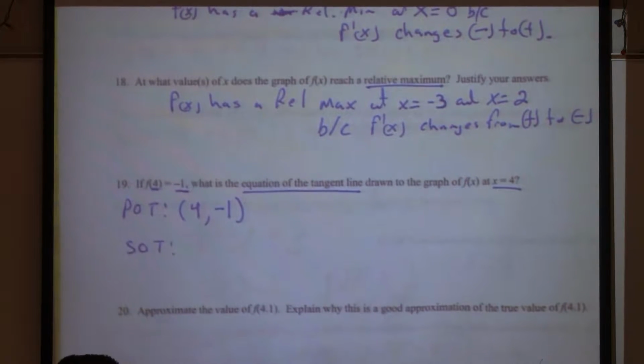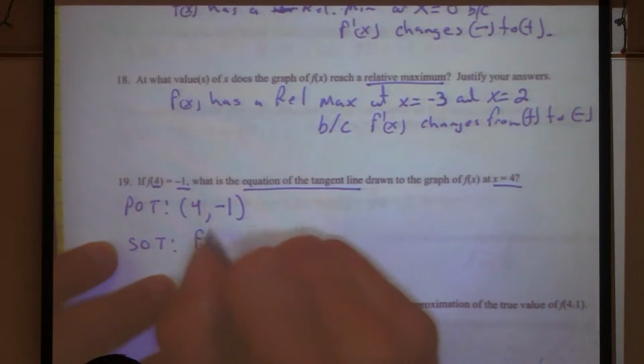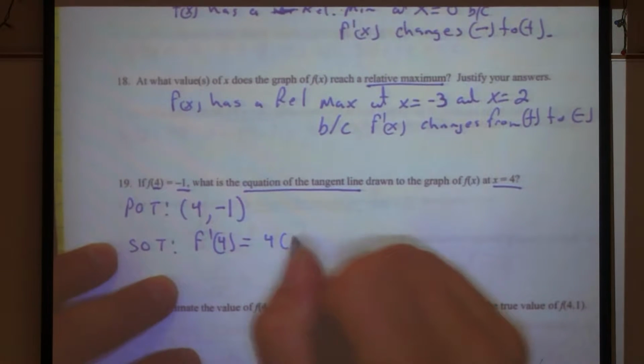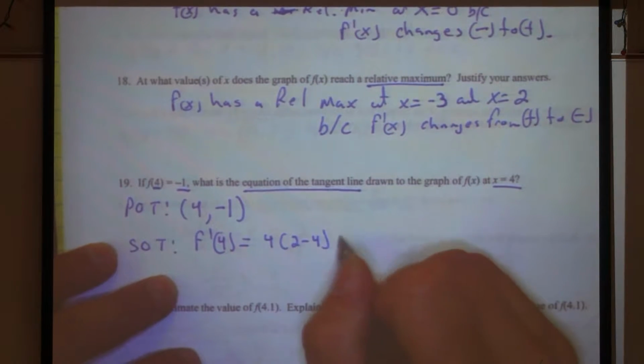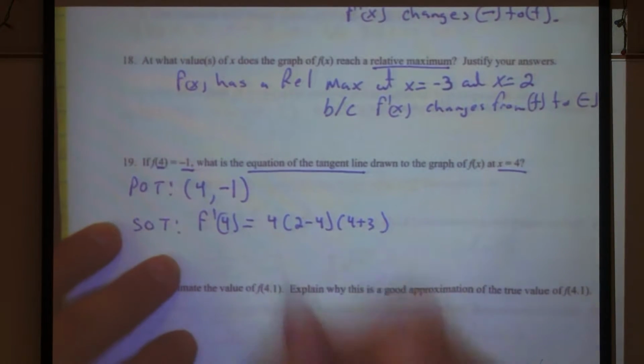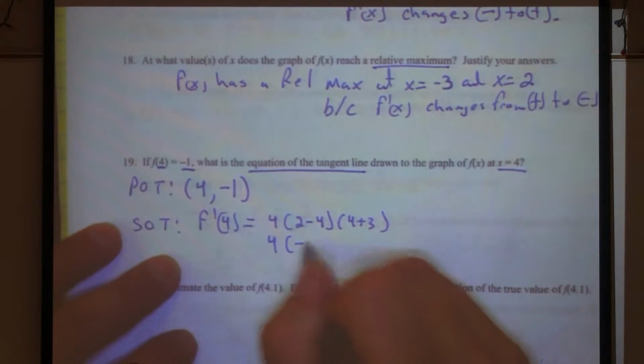How do I figure out the slope? Good job, plug in 4 into the derivative. So we want f prime of 4. Do we have that equation? 4 times 2 minus 4 times 4 plus 3. 4 times what? No.